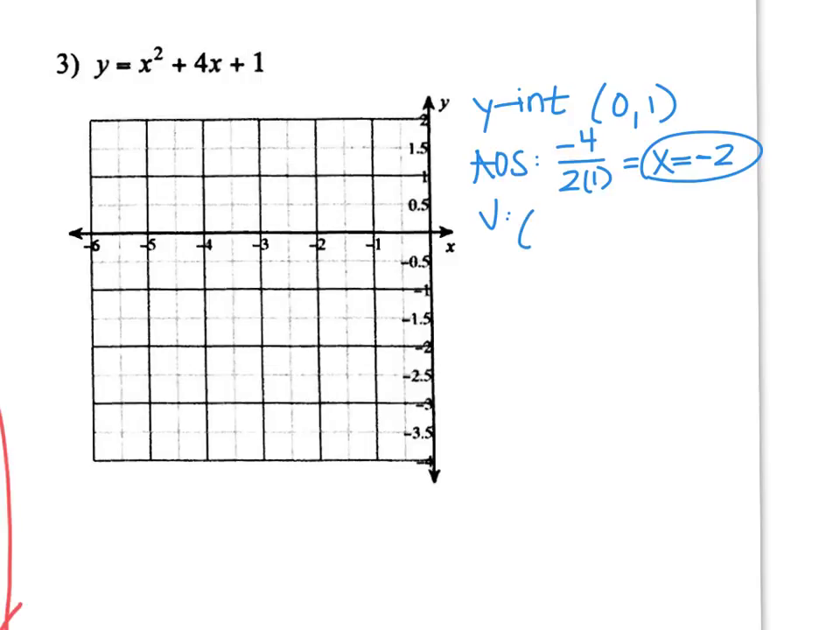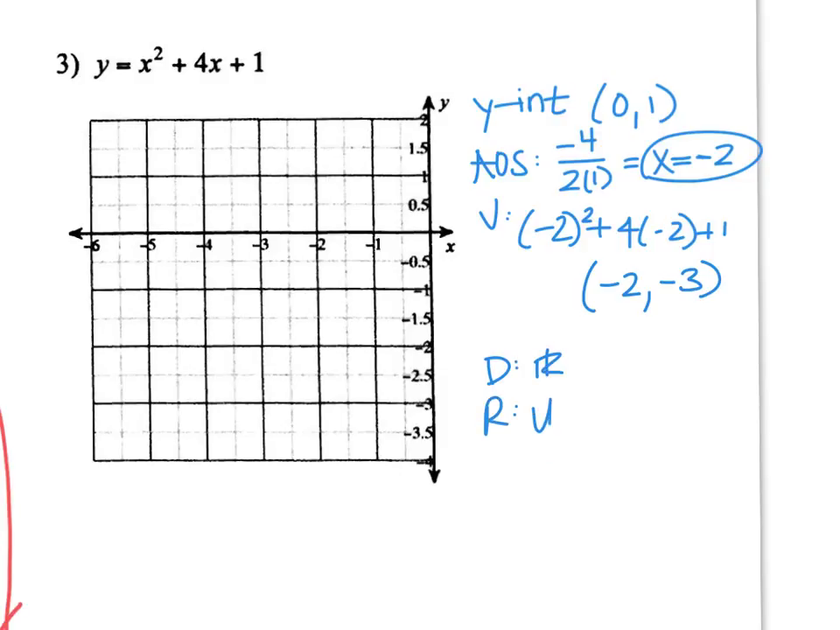Vertex, I'm going to plug -2 in. Remember to use parentheses. Plus 4 times -2 plus 1, which gives me -3. So my vertex is going to be -2, -3. Domain, all real numbers. Range, this is opening up, so that's going to be y is greater than or equal to the y value from the vertex, which is -3.